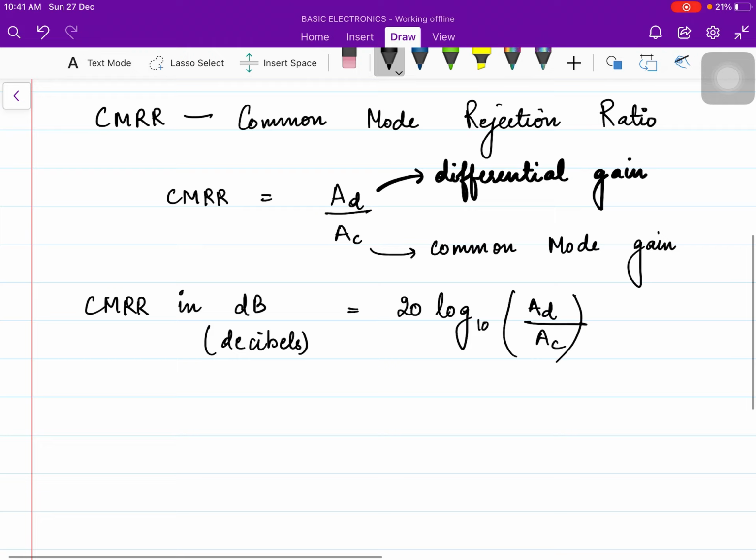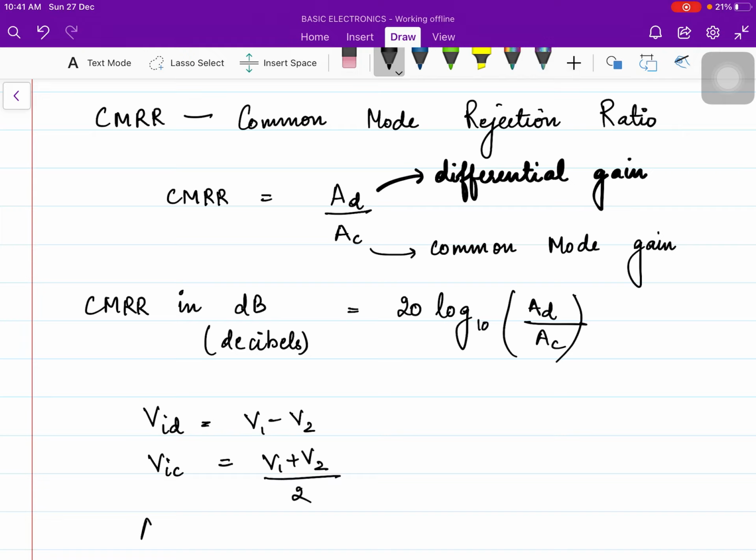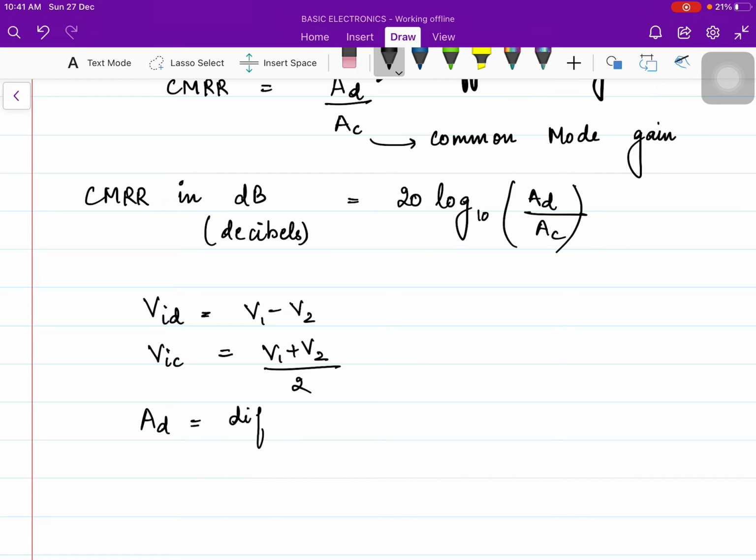Now, the important formulas associated with the numericals based on CMRR are, let us recall: VID, the differential input, is given by V1 minus V2. The common mode input is given by VIC, that is (V1 plus V2) by 2. The differential gain is denoted as AD, and AC is the common mode gain.